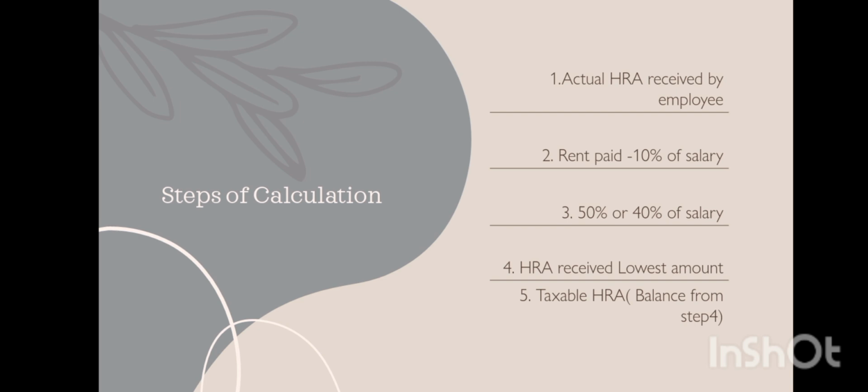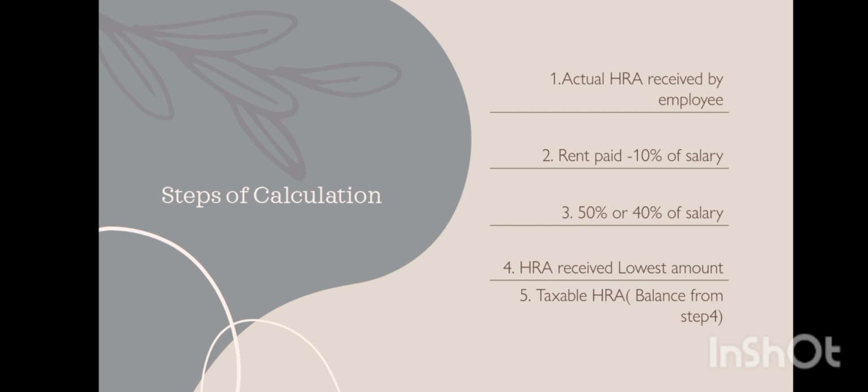And step 3 is 50% of salary or 40% of salary. 50% applies when the rented house is located in a city area, in the sense a metropolitan city, Chennai, Mumbai, like that, with population more than 25 lakh. And 40% applies when the rented house is located in an interior place other than a city. That is considered in the third step.